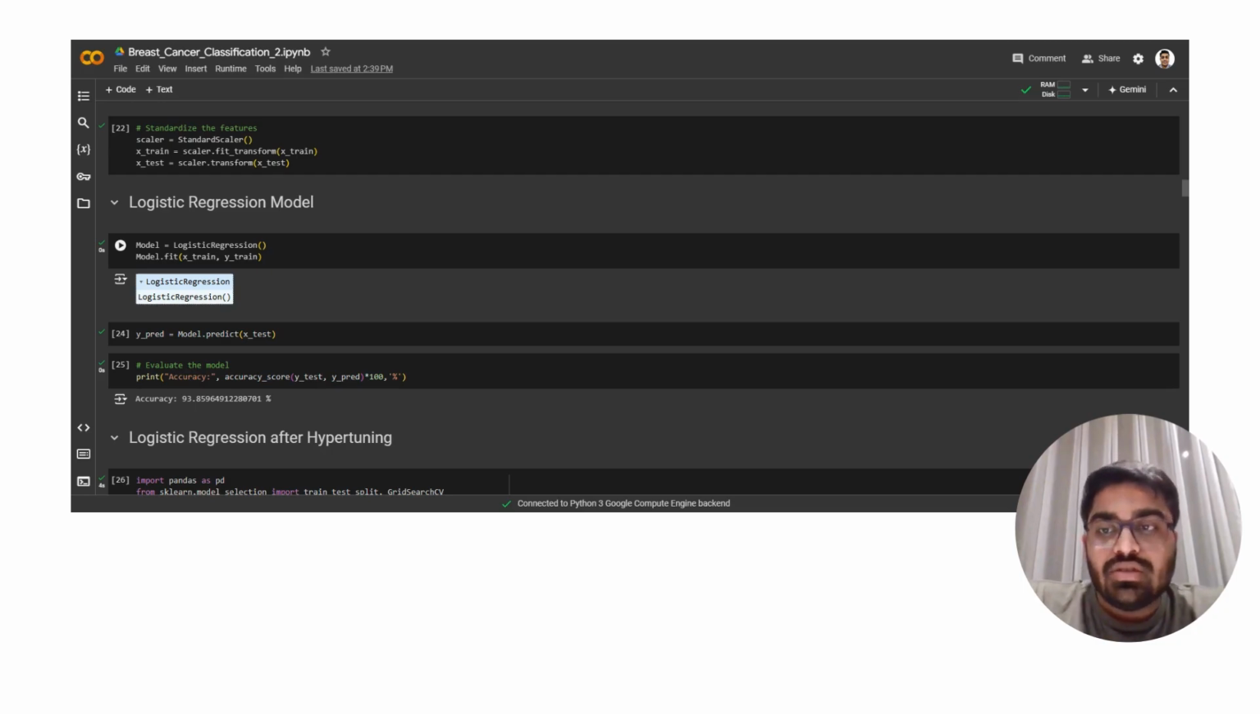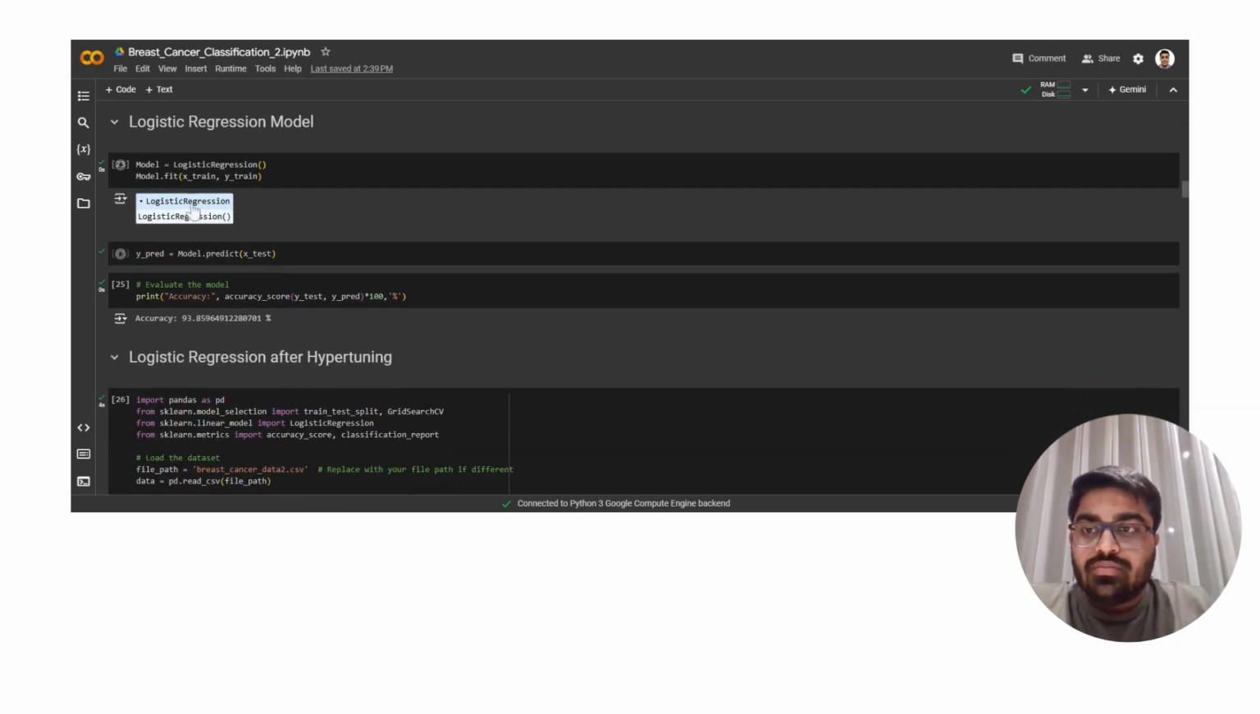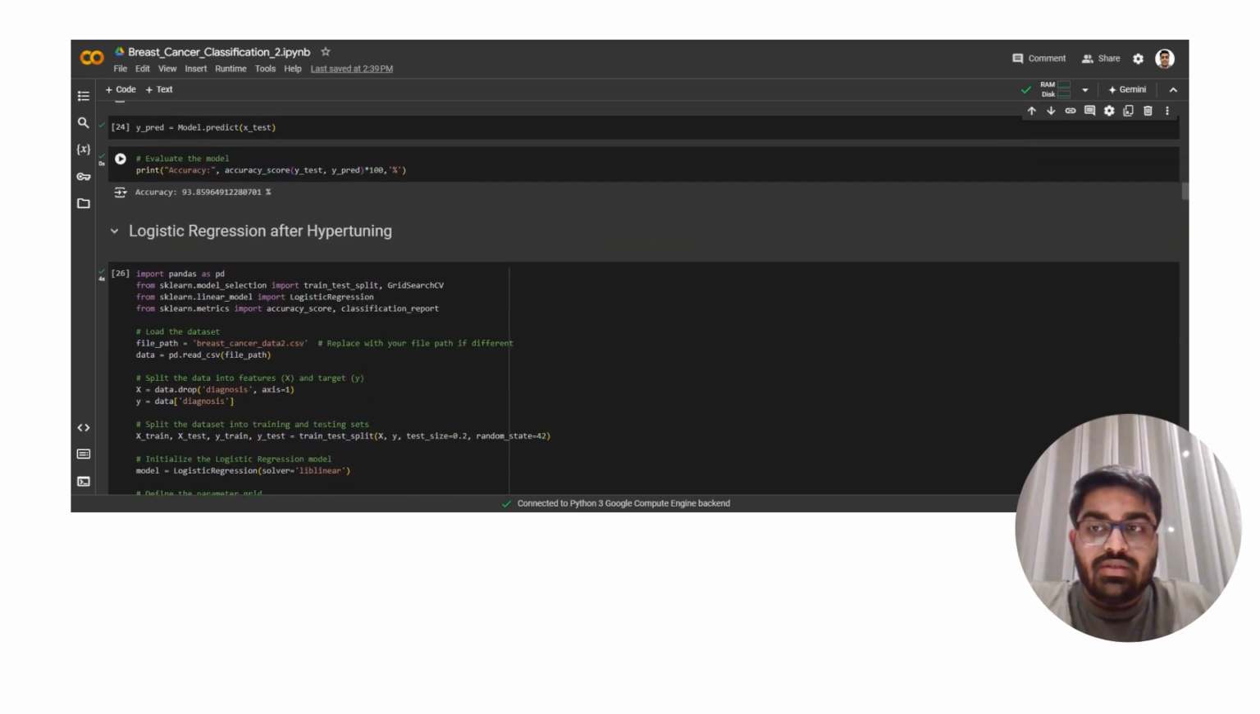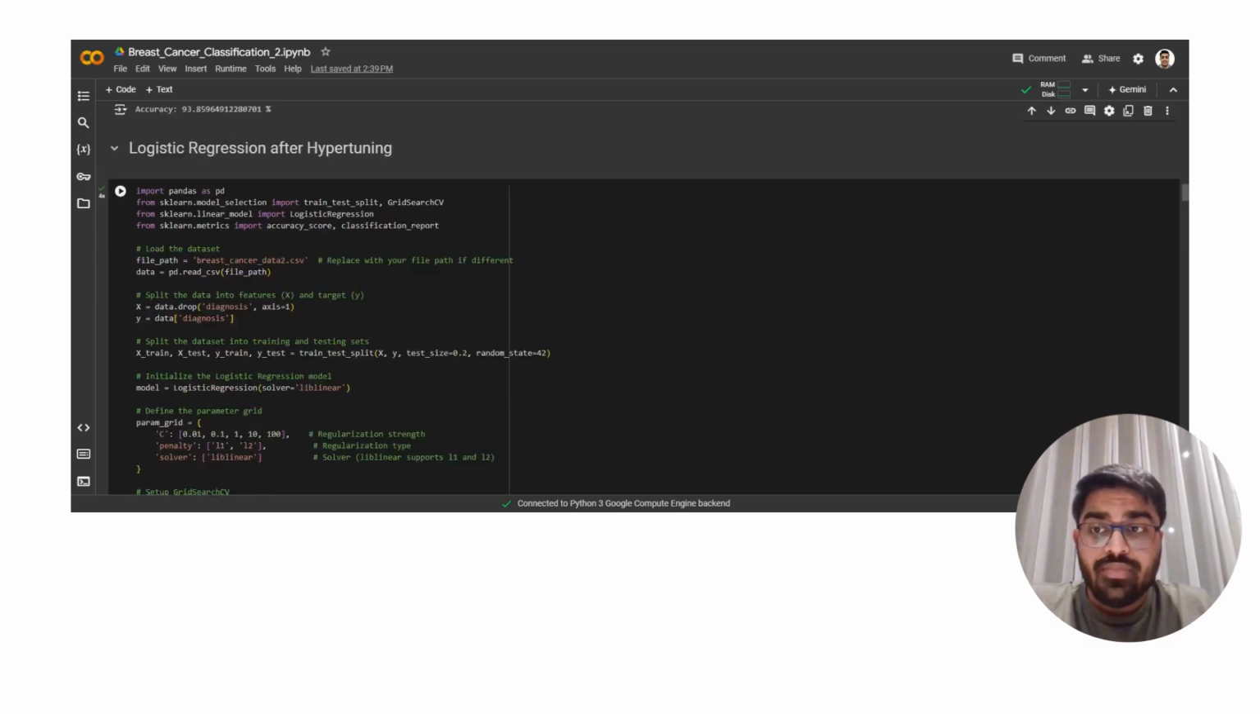So we began with the logistic regression model. Here we set the y predictor, and we set the model and made the model fit according to the training data set. So the model got trained. Now, firstly, we displayed the accuracy. Without hypertuning, it was 93.85, which is quite high already.